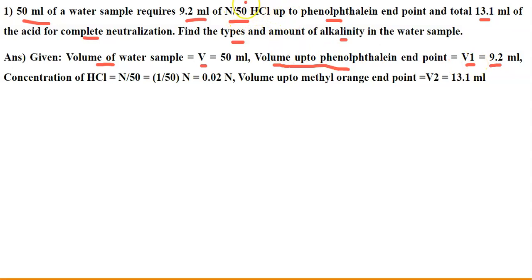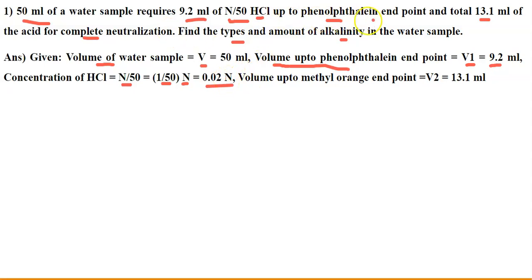Then the concentration of HCl is given, which is N/50. N is the unit of normality, so the concentration of HCl is in normality. N/50 means 1/50 normal, and 1/50 is 0.02 normal, which is the concentration of HCl.